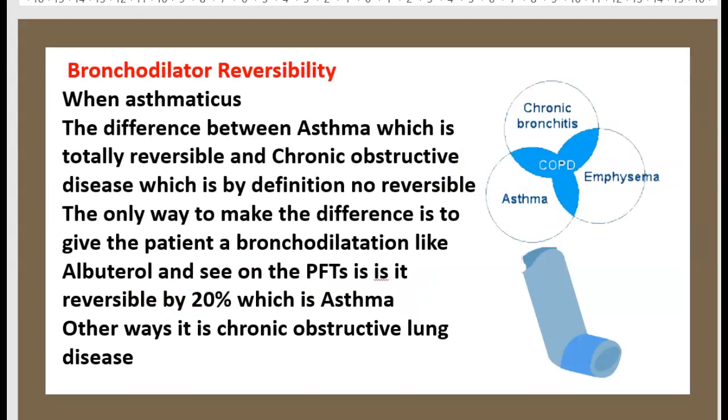Bronchodilator reversibility. The difference between asthma, which is totally reversible, and chronic obstructive disease, which is by definition not reversible: the only way to make the difference is to give the patient a bronchodilator, like albuterol, and see on the pulmonary function test if it is reversible by 20%, which is asthma. Otherwise, it is chronic obstructive lung disease.